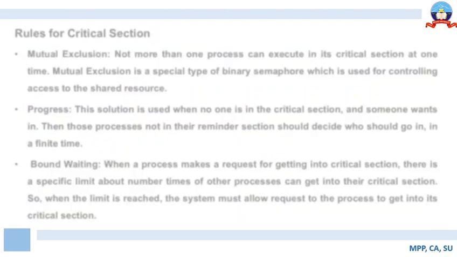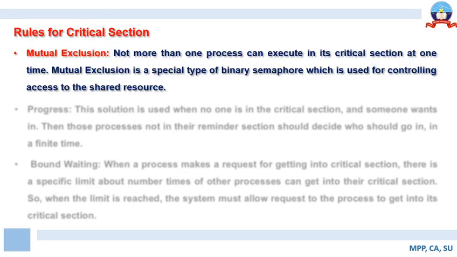Now let us go through the rules for critical section. The first rule for critical section is called mutual exclusion. Mutual exclusion implies that not more than one process can execute its critical section at one time, which implies no two processes can execute their critical section at the same time. So mutual exclusion is a special type of binary semaphore which is used for controlling access to the shared resources.